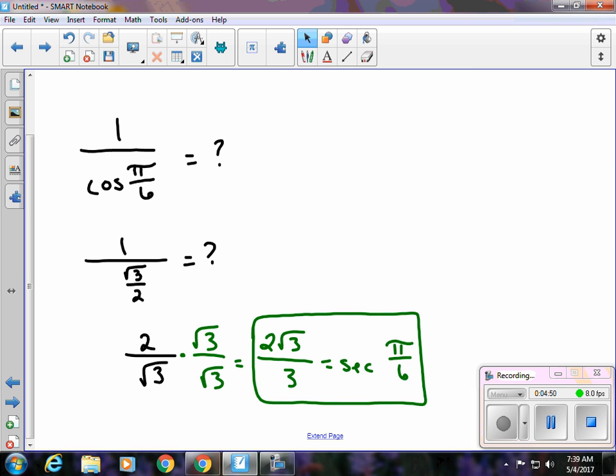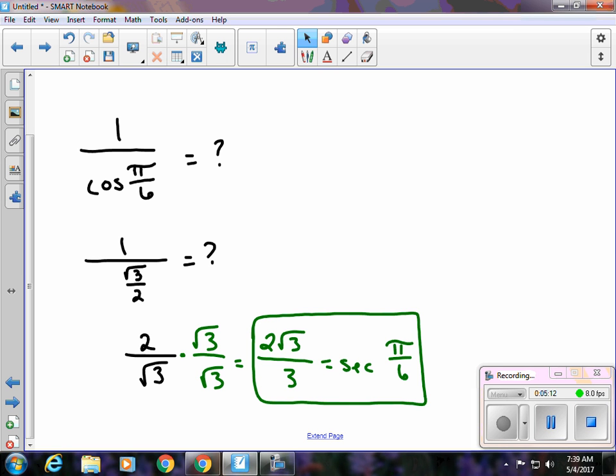So you have to use your unit circle. You have to use your information about reciprocals and how to flip them. You have to use information about radicals, because on our unit circle, we technically have radicals all over the place, and you need to know how to convert that appropriately.